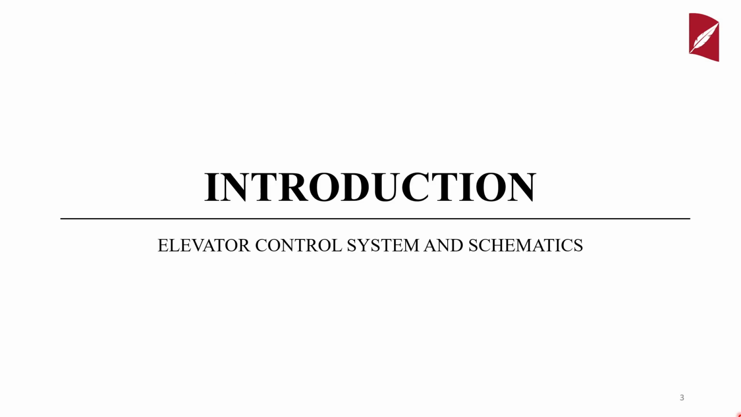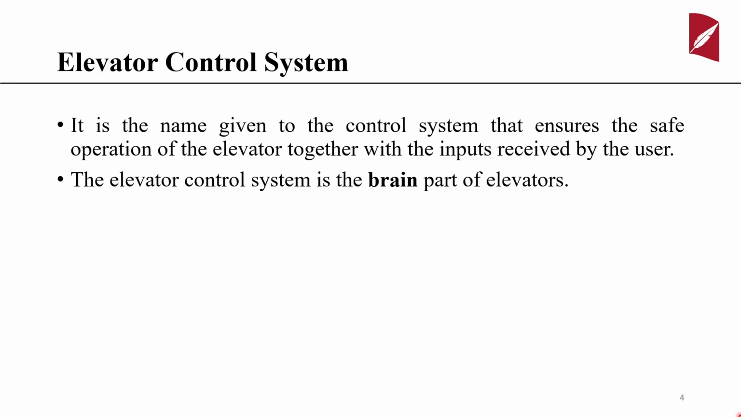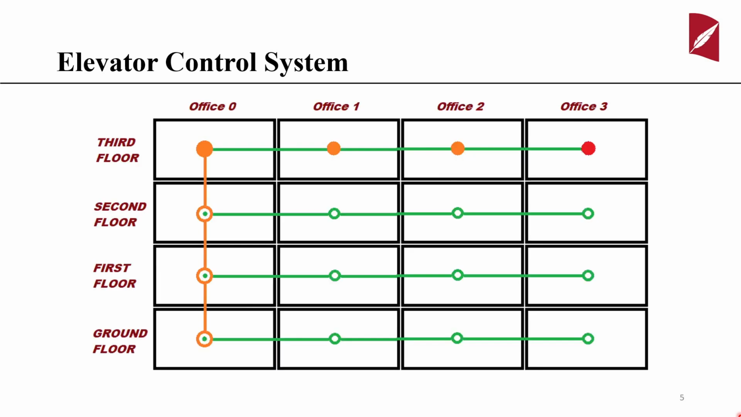Introduction section. What is elevator control system? What is significance of this system? It is the name given to the control system that ensures the safe operation of the elevator together with the inputs received by the user. The elevator control system is the brain part of elevators. The block diagram shown here represents the drawn rails of the elevator.